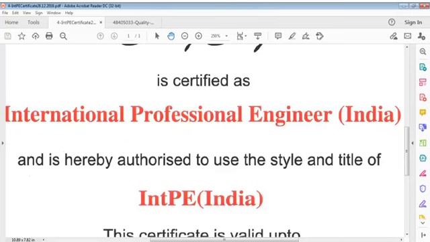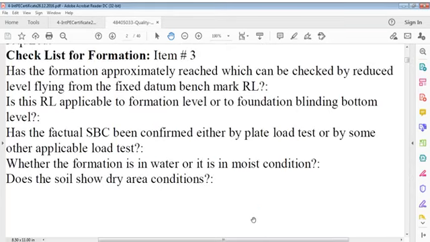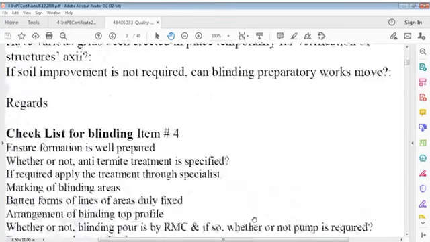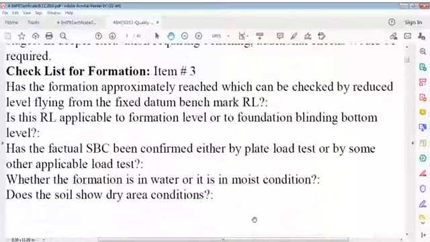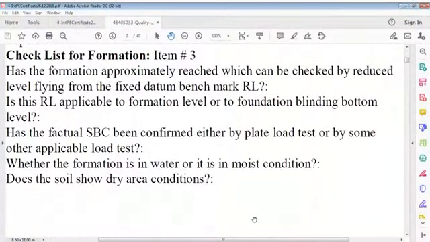I was on this point where I was talking of blinding. That's a checklist for formation, and I was talking about the checklist formation to be followed by blinding. That's a different item here. And then I wrote the first one; I left it to you, but let me repeat.